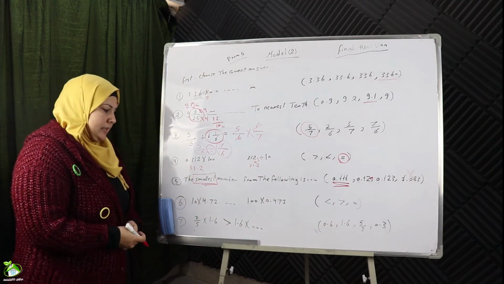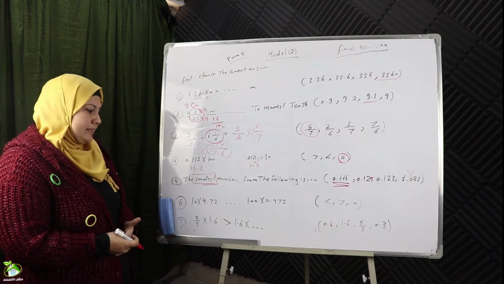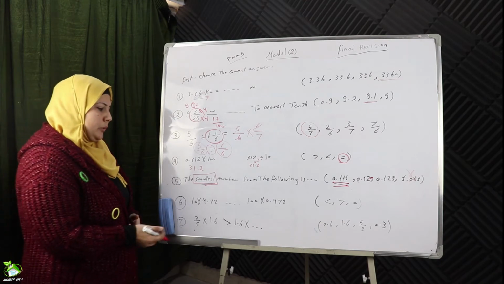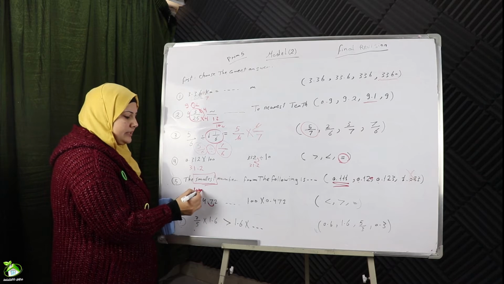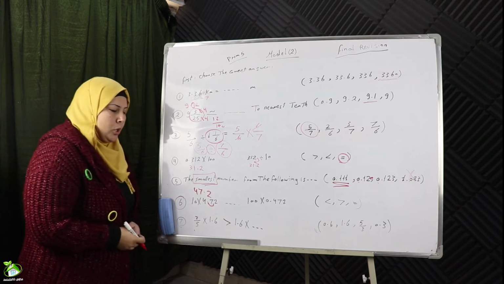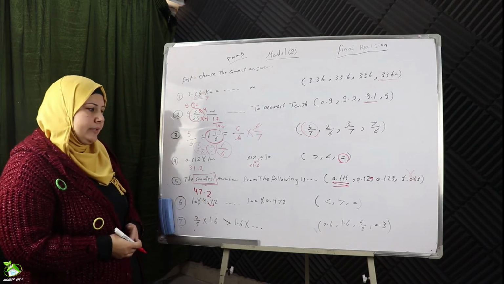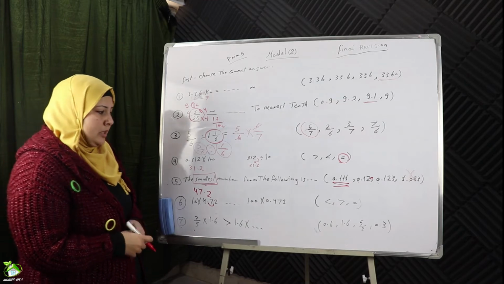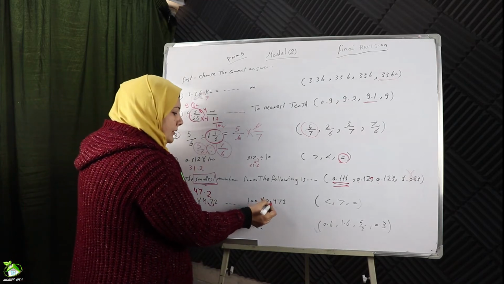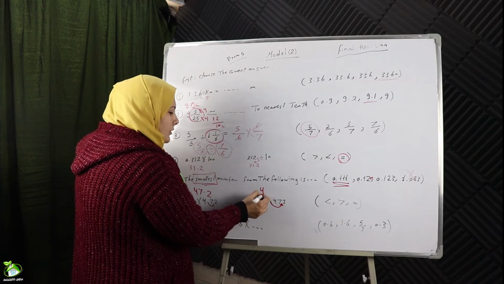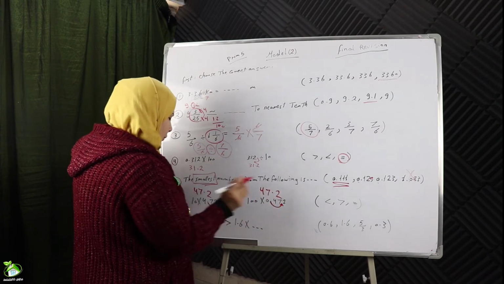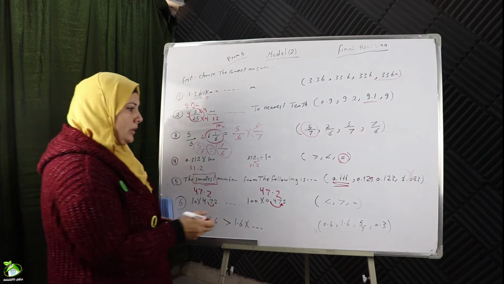Number 6, 10 times 4.72. Move the decimal point to the right 1 digit. The result will be 47.2. 100 times 0.472. Move the decimal point to the right 2 digits. The result will be 47.2. It's equal.